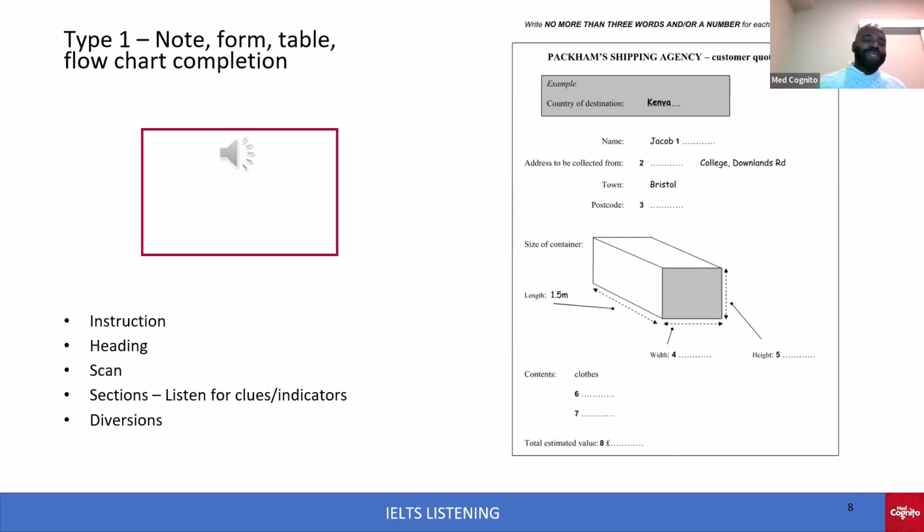And so based on what we have just listened to, we want to take a look at an example. We want to take a look at an example of a form, table, or flowchart completion question. In this instance, we do have a form that we are supposed to fill. And so we would want to listen to the audio and fill these.